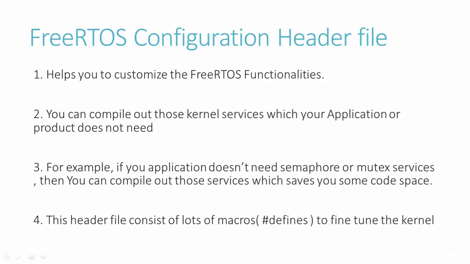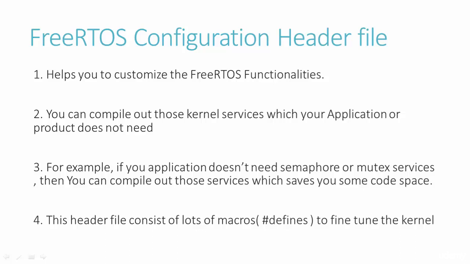For example, say your embedded product doesn't require semaphores or mutexes or queues, etc. Then it is always better to compile out those source codes which implement functionalities like queues and semaphores, and build the kernel with very minimal functionality so that you can save some code space. Otherwise, the FreeRTOS kernel will compile everything by default, which will eat up your code space. So as I said, there's a configuration header file, and let's explore that header file in this lecture.